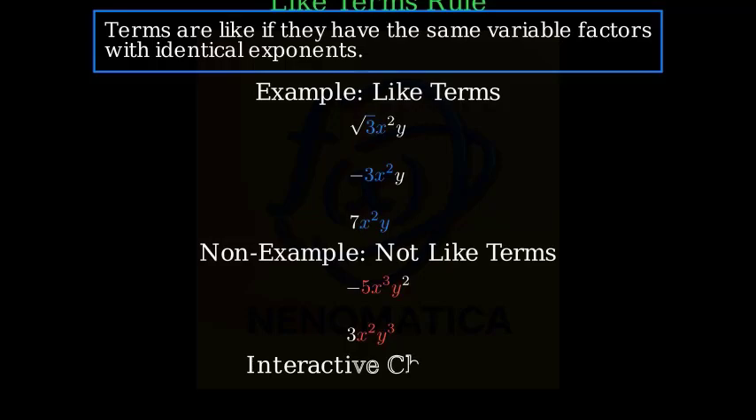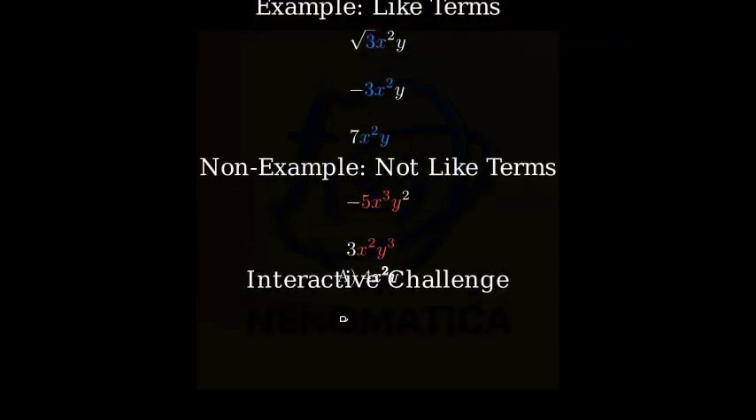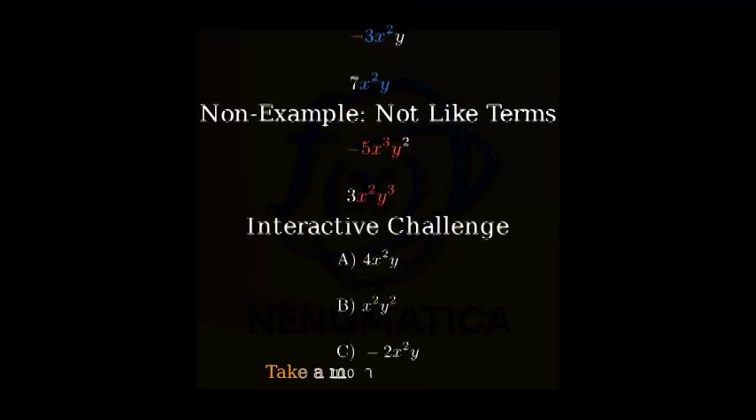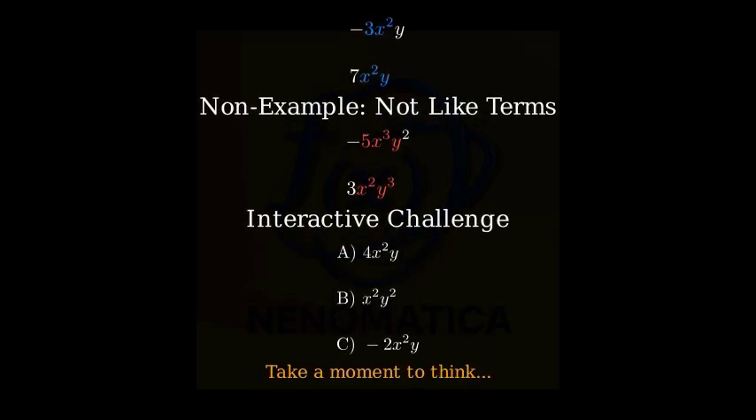Let's try a challenge. Which of these expressions are like terms? We have A, 4x squared y, B, x squared y squared, and C, negative 2x squared y. Take a moment to think about it based on what we've learned so far.